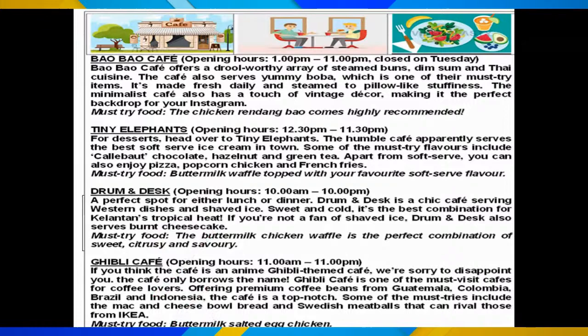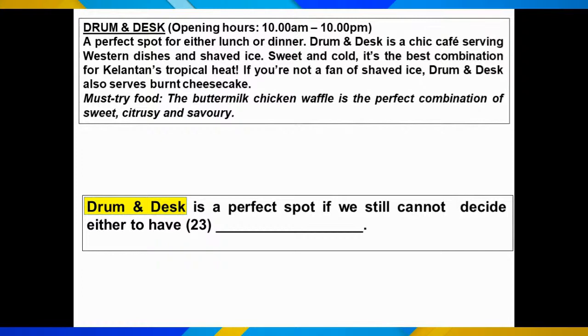So let's take out the extract of the drum and desk. Let me read for you. Drum and desk, opening hours 10 a.m. to 10 p.m. A perfect spot for either lunch or dinner. Drum and Desk is a cheap cafe serving Western dishes and shaved ice. Sweet and cold is the best combination for Kelantan's tropical heat. If you are not a fan of shaved ice, Drum and Desk also serves burnt cheesecake. Must try food: the buttermilk chicken waffle is the perfect combination of sweet, citrusy and savory.